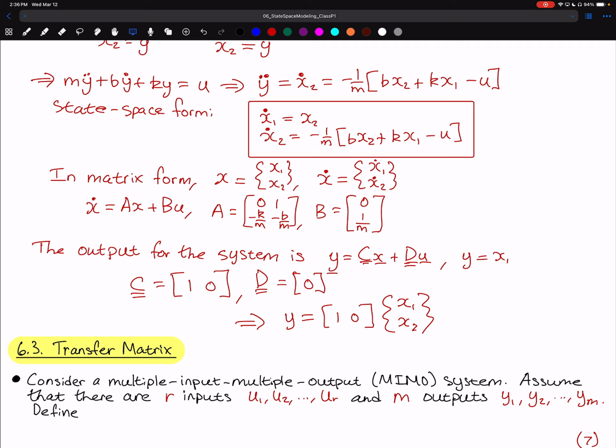All right, in that case, we're going to move on to the transfer matrix, where we're going to end up defining what a transfer matrix is for a state space problem. We'll do an example, and depending on how much time we have, we may look at state space modeling of systems with input derivatives.